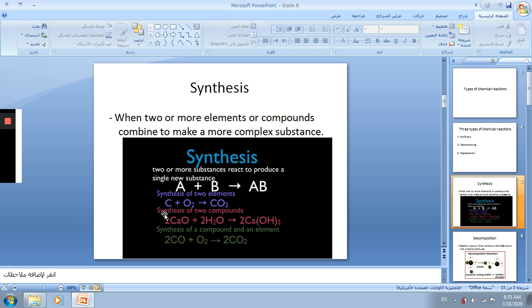So we will have also, for CO plus H2O, COOH2. This is also an example of synthesis reaction. And also for CO, carbon monoxide, and oxygen, we will have two molecules of carbon dioxide.